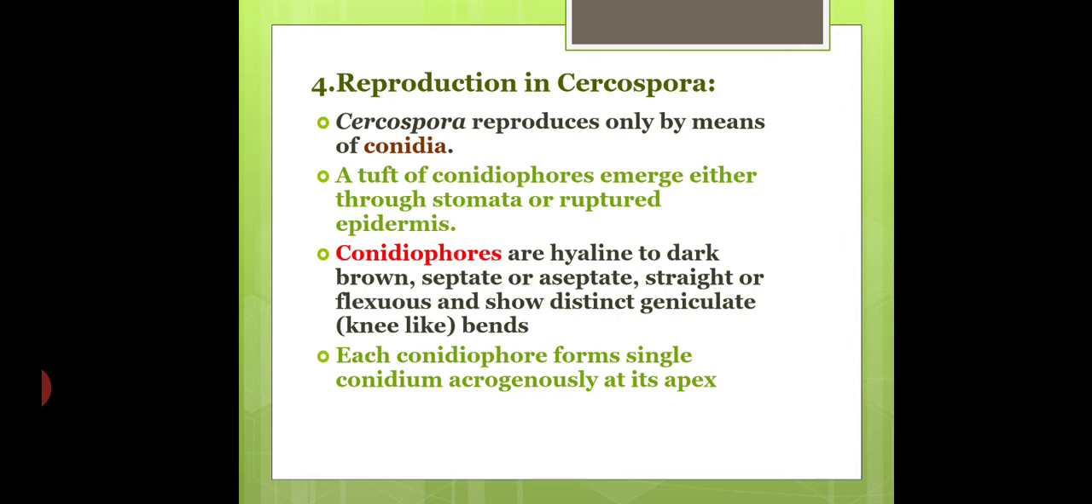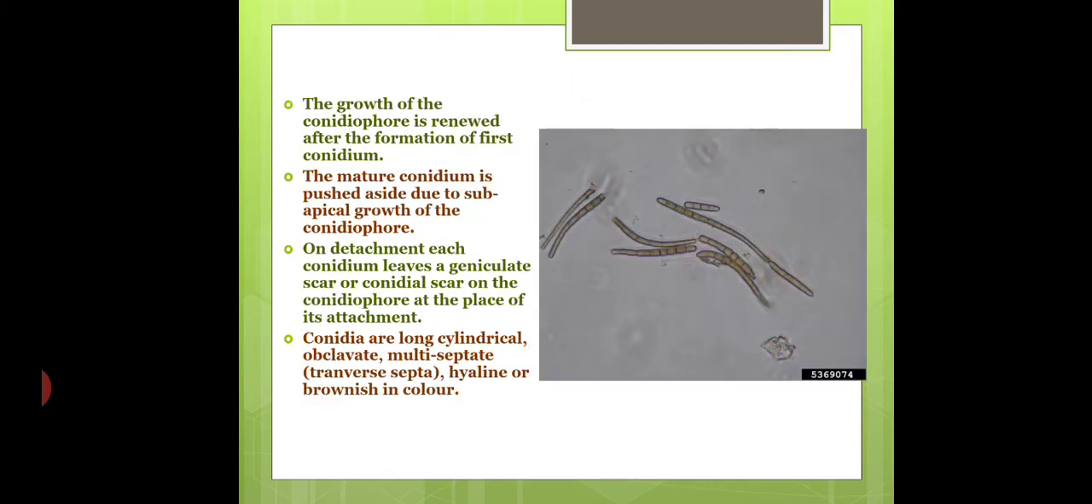Then each conidiophore forms a single conidium acrogenously at its tip. That is, first it will produce one conidium, and then later on the younger ones are produced below that. So it is an acropetal manner of growth, and the growth of the conidiophores is renewed after the formation of the first conidium.